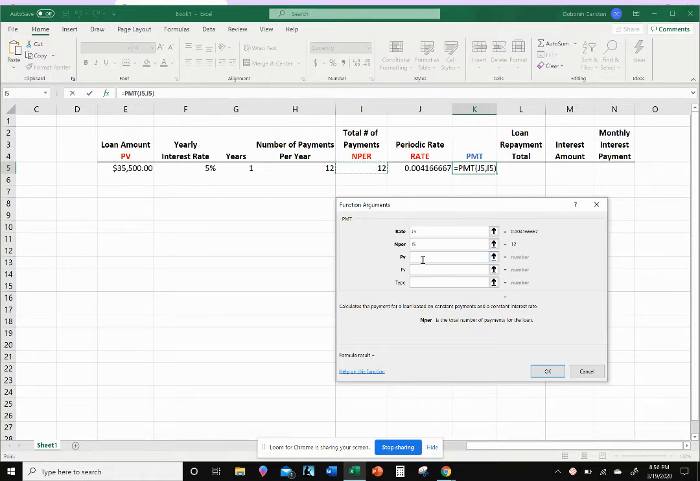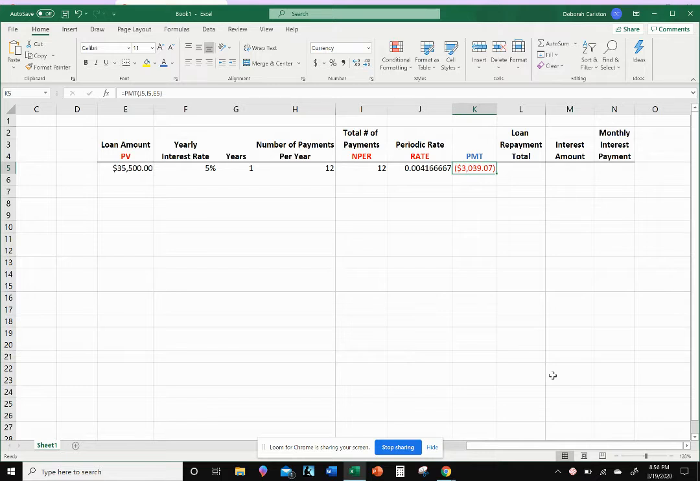I'm going to click on it. PV is the present value, the total amount that a series of future payments is worth now. So the principal amount that you borrowed. Again, I'm going to click on this cell. So now I have all my information. I push OK. And there is the amount that I would pay each month for a $35,500 loan at 5%.